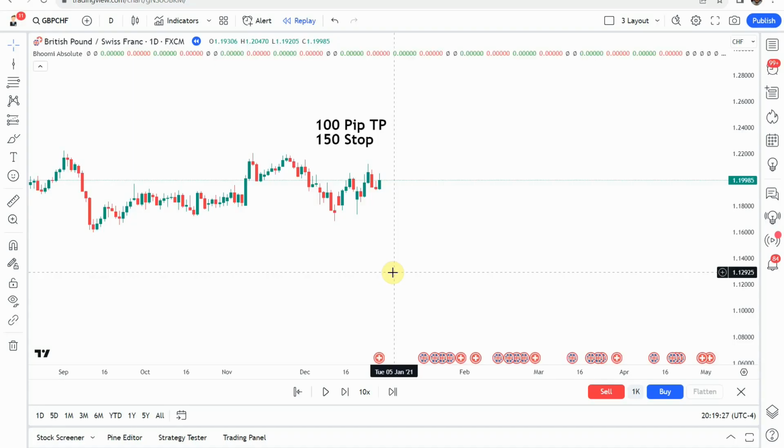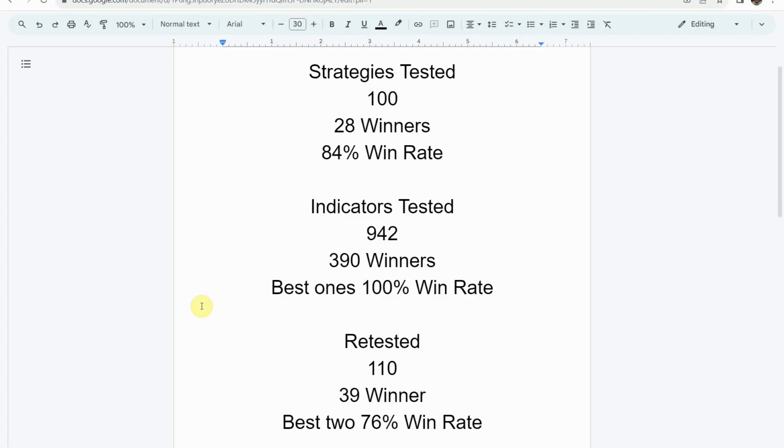Alright, as I said, today we will be testing the Bhoomi Absolute Indicator. Before we do though, I wanted to put the testing scoreboard up for everyone to see.